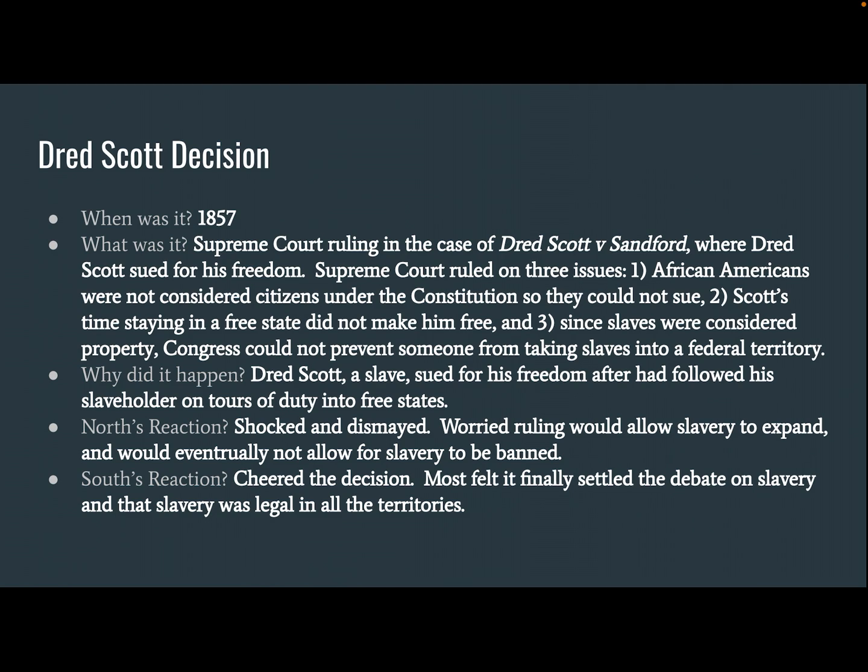So definitely the South, they were cheered, they were happy with this decision. The North was just stunned because of how deep and intense these rulings were, and they're fearing now it's going to spread even more.